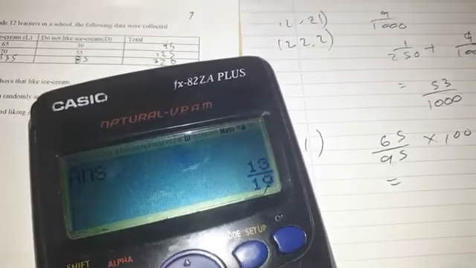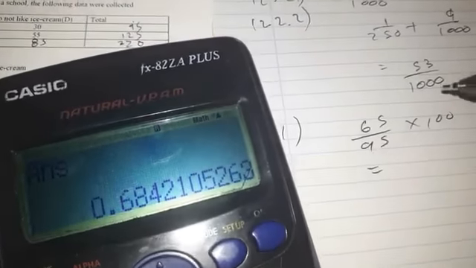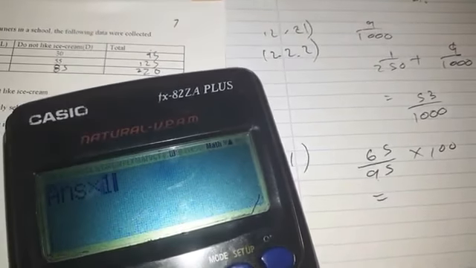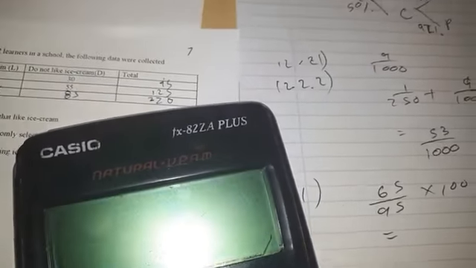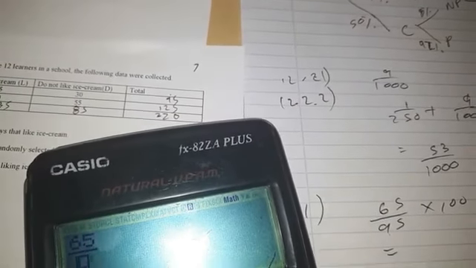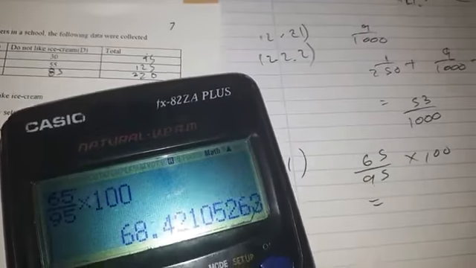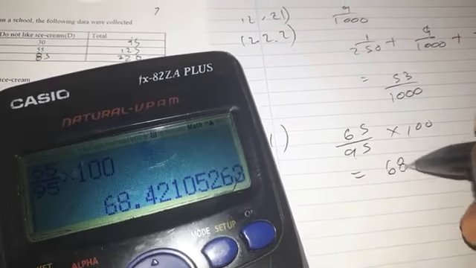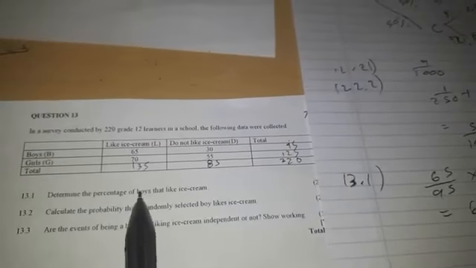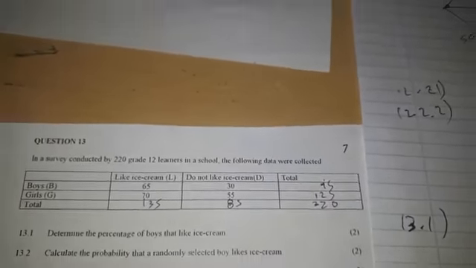And then this percentage is going to be this value times 100. Because you see, I just did 65 over 95, times 100. That's just 68.42. The question here is asking us for the percentage of boys that like ice cream, so we're talking about the boys only. We have 95 boys in total, so you just work out how many boys like ice cream amongst those guys.